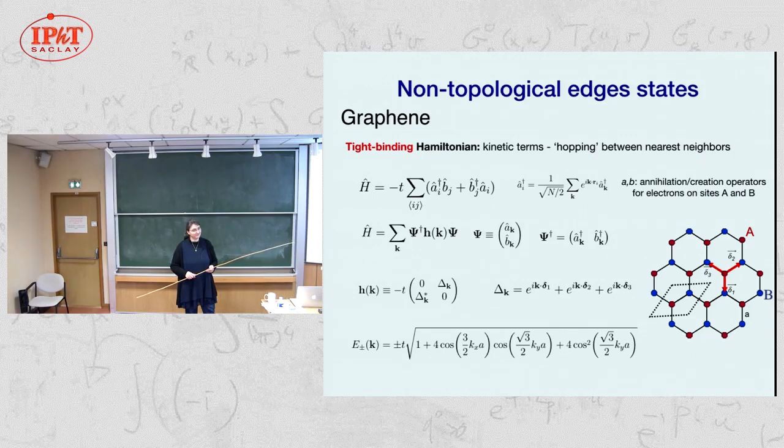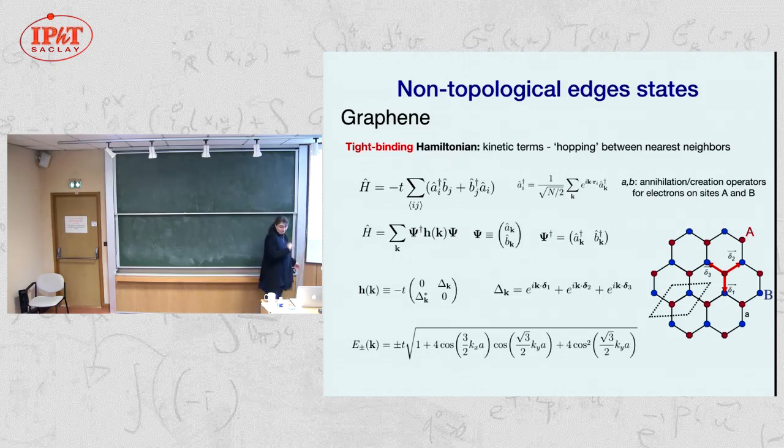So before starting to talk about Majoranas and other topological type of edge states, I'm going to first talk about non-topological edge states. And the simplest example you can think of which exhibits non-topological edge states is graphene. And then we're going to see what is the difference between topological systems and non-topological systems.